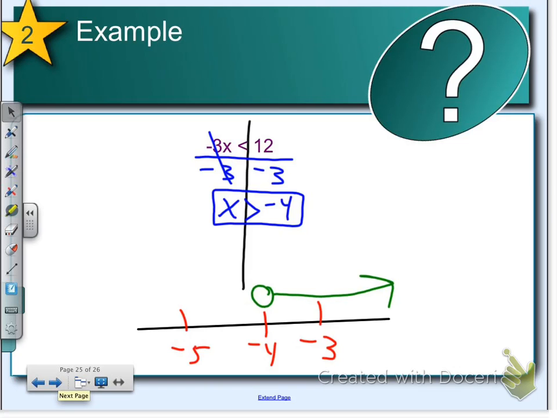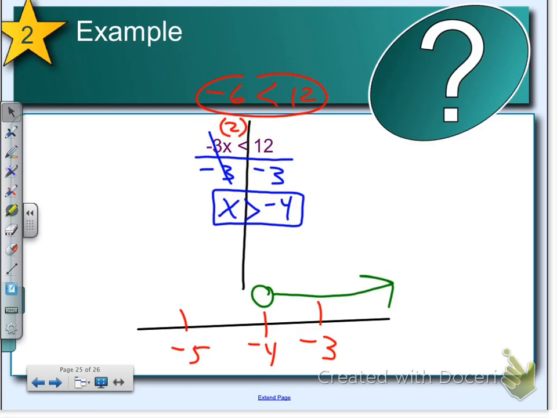Now, what Kyle said, let's check it. Let's get a solution somewhere less than or greater than -4. Let's take 2. So we have -3 times 2, which is -6. Is -6 less than 12? Okay. So we need any x values that are greater than -4 to satisfy this inequality. If we went the other way, it would not match up.